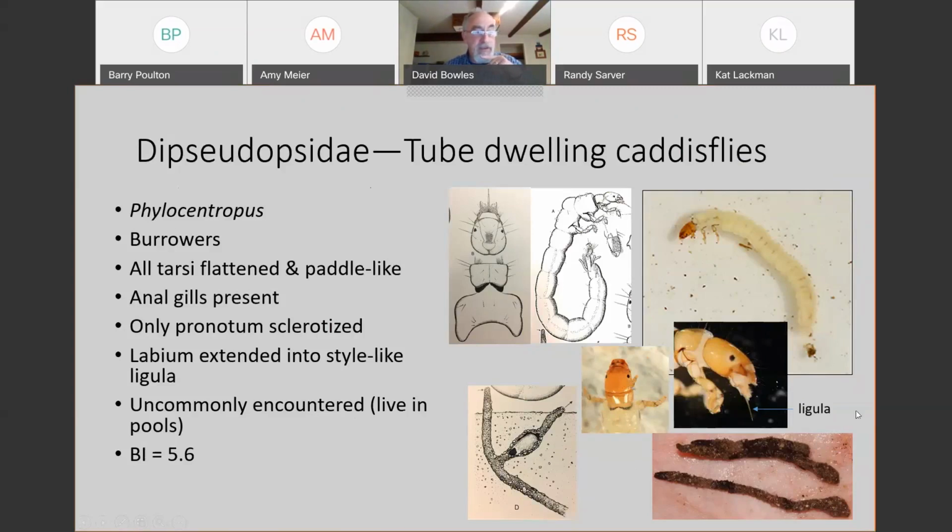And one of the key features on this one that really pops out if you get one, or are lucky enough to get one in a sample, is this ligula. The ligula is the labium that's got this modified stylet, and it's probably used in feeding or potentially sensory. There's a very nice picture of it there. When you see these, you will not miss it. They're very distinct. So again, that's Phylocentropus. We have two species, but that's our only genus. So you're unlikely to see this one in general habitat sampling, but it's possible you will.